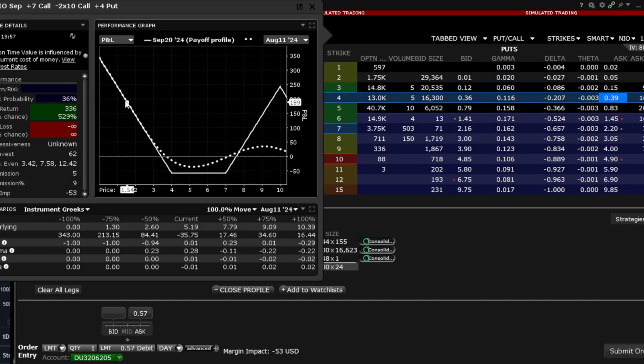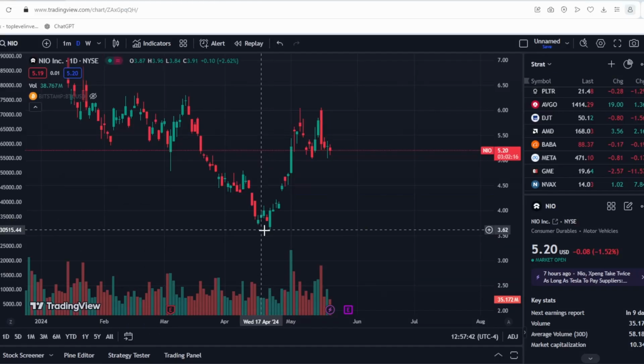Additionally, I will present a strategy that can help you profit from both the upside and downside movements of this stock, meaning we can make money from both the rise and fall of the stock. Let's start from the beginning.